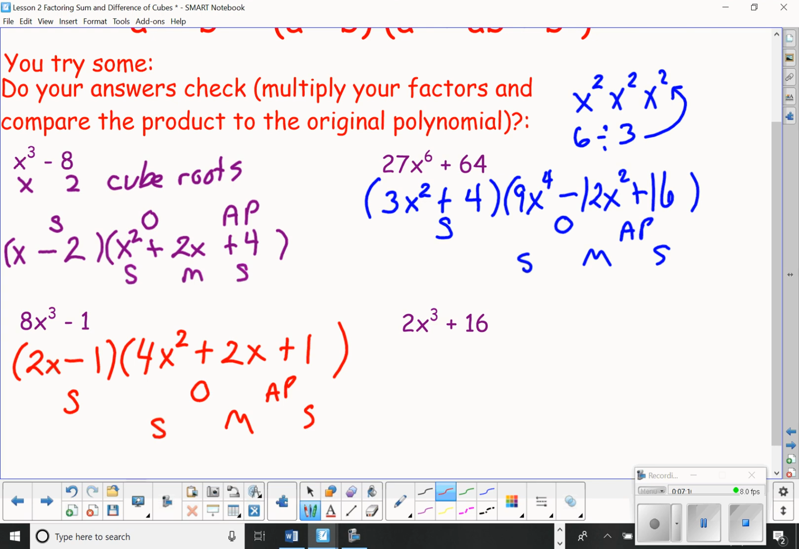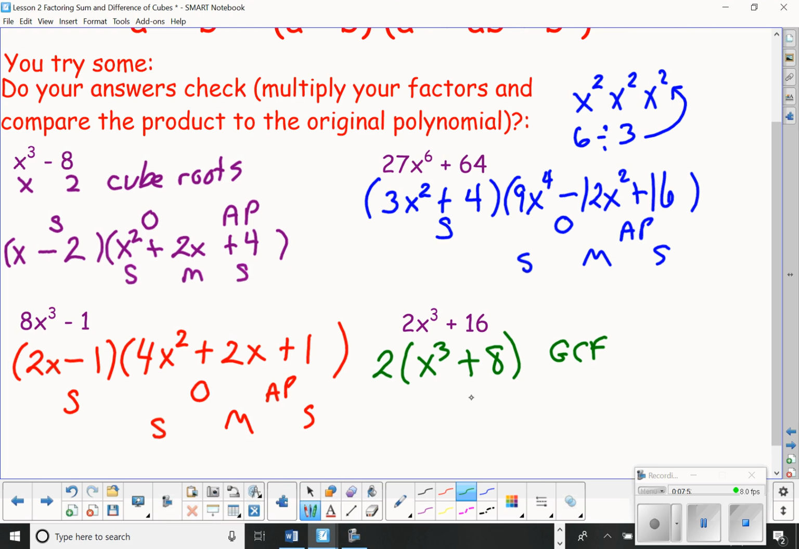Okay? Now we get to this one over here and we say, ooh. 2 is not a perfect cube. 16, not a perfect cube. It's not a sum of cubes. Oh, but what do we do first all the time? Always look for our greatest common factor first. When I do that, I get 2x cubed plus 8. Now I've taken out my greatest common factor.